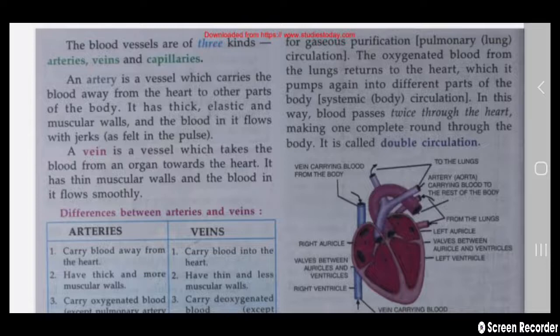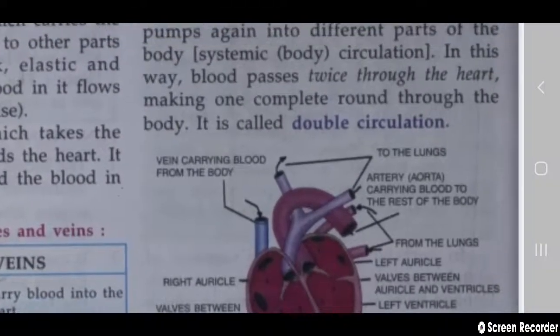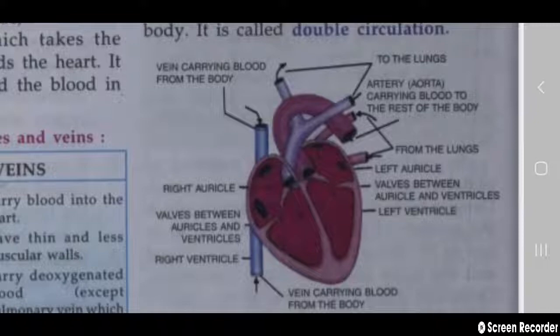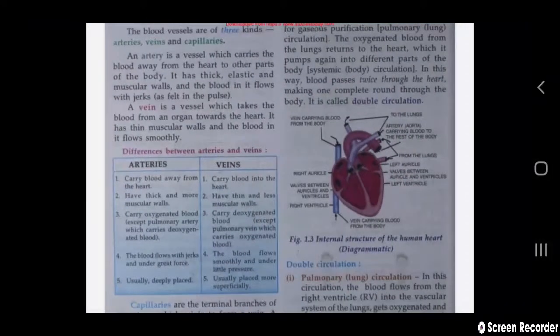The artery is a vessel that carries the blood away from the heart. The artery takes the blood away from the heart and supplies it to the other parts of the body, and it has thick, elastic and muscular walls. Here you can see the artery in the heart picture, it is thick and it sends the blood out to the rest of the body.